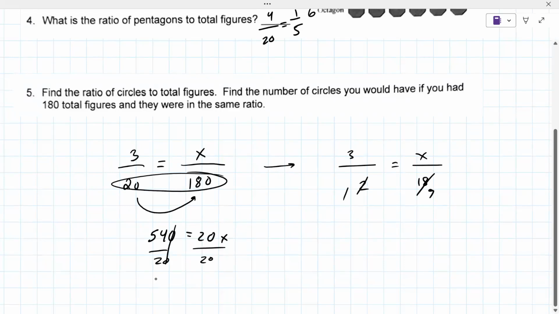And then 540 divided by 20. The zeros cancel, so you're just cutting 54 in half. Would it be 26? Close. An even number cut in half is always an odd number, another little thing.